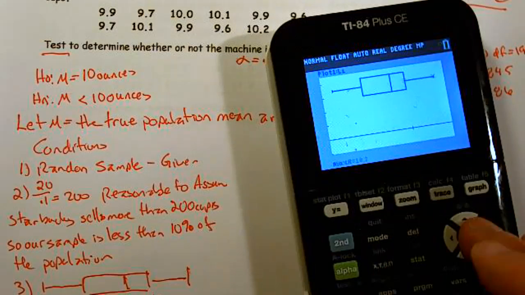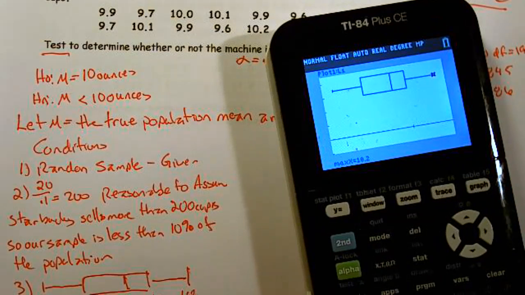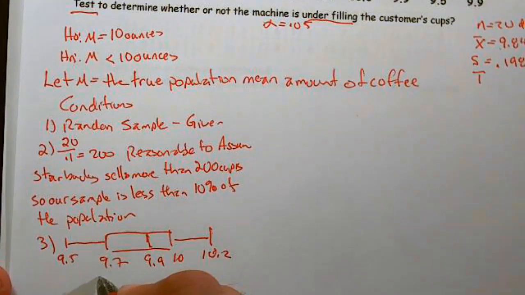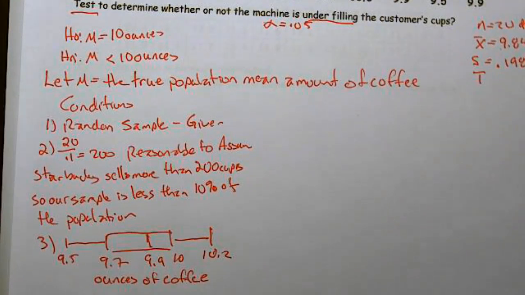So there, it looks like there's a little bit of evidence to say that they're underfilling. The question is, is there enough evidence? Could this have happened by random chance alone? All right. And so this is ounces of coffee. And right away, I look at this and I go, you know what? No outliers. But is it reasonably symmetric? It's somewhat symmetric. It's not that bad.